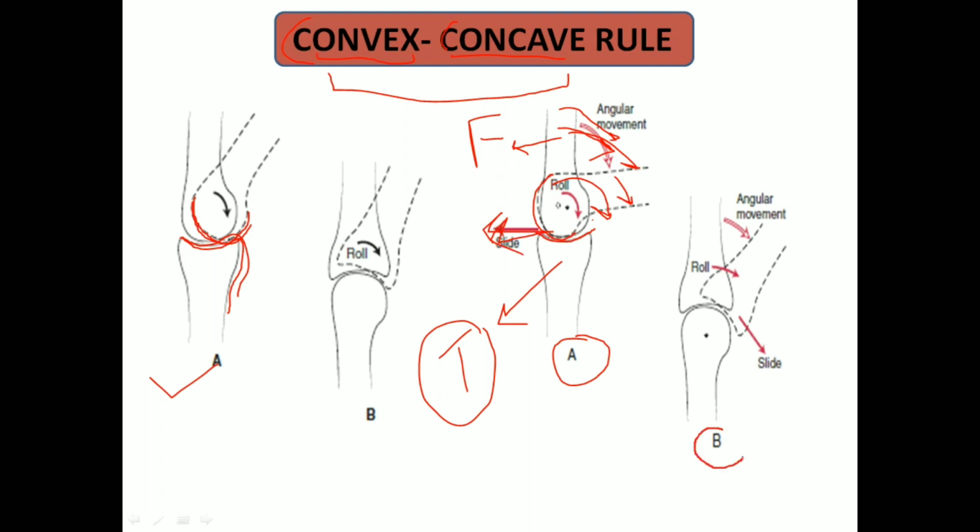Now consider the next example here. Here the moving surface is concave. If you see here, this is the concave surface, and the lower part, this one, is our convex. So now here the moving surface is concave. So concave is going to move on what? Convex. Now whenever this takes place, it suggests that whenever a concave moves on convex, the roll and slide both are in the same direction of the angular movement.